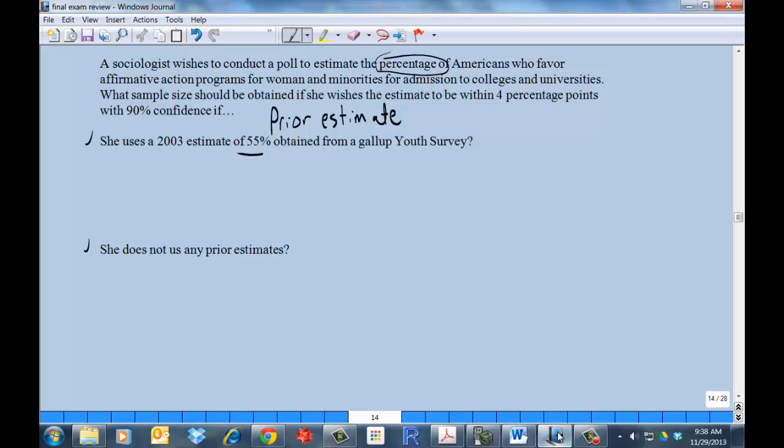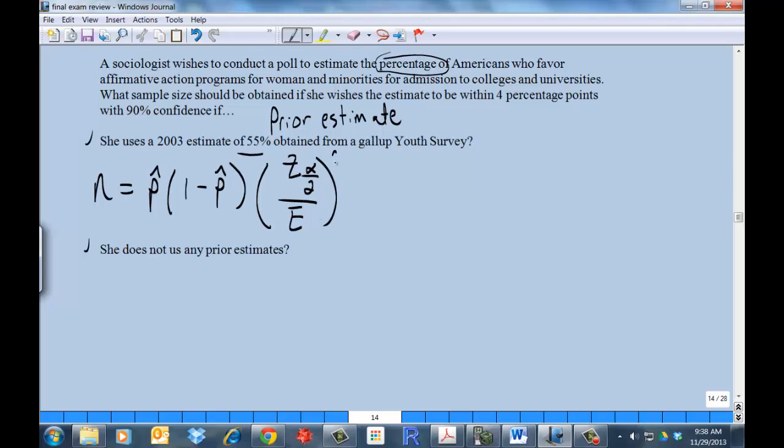So let's go ahead and just jot these formulas down. n equals p hat times 1 minus p hat times z alpha by 2 divided by the margin of error, squared. And then the second formula looks like this, 0.25 times z alpha by 2 divided by the margin of error, squared.